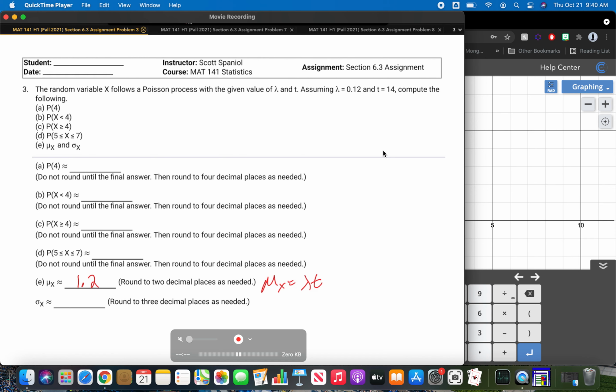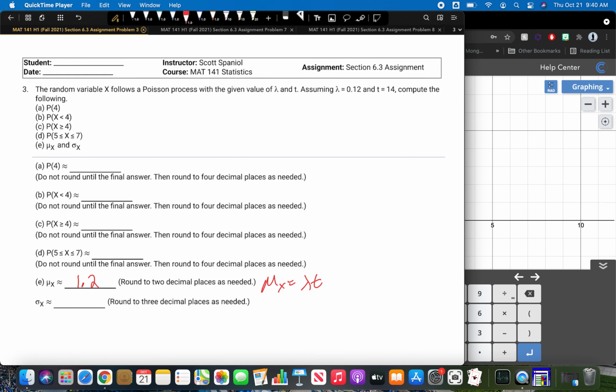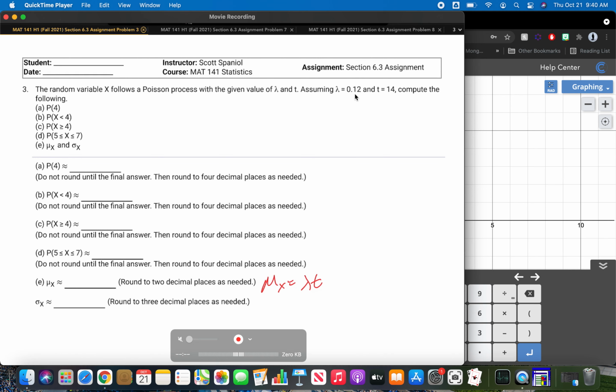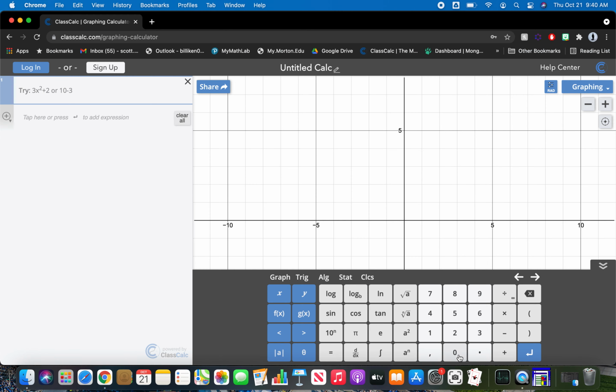Oh, whoops, sorry, not 1.2. I'm not paying enough attention to my math, to the numbers here. Sorry, there we go. Okay. So that's what we want to start out with. So we're just going to take 0.12 times 14 in our calculator. And so we get a mean of 1.68.